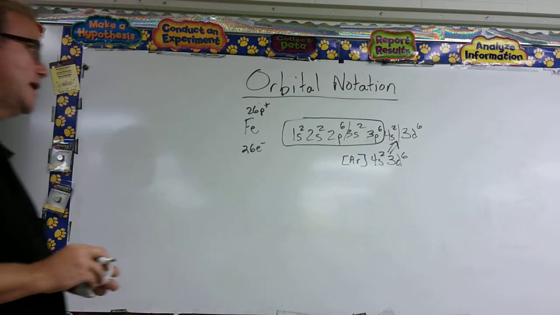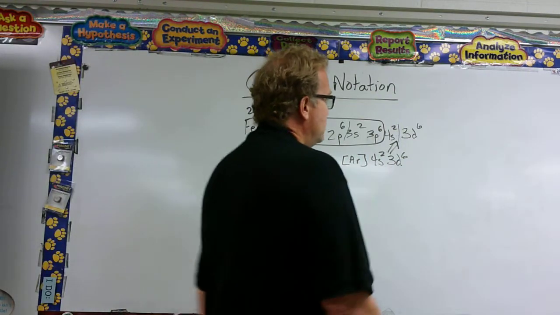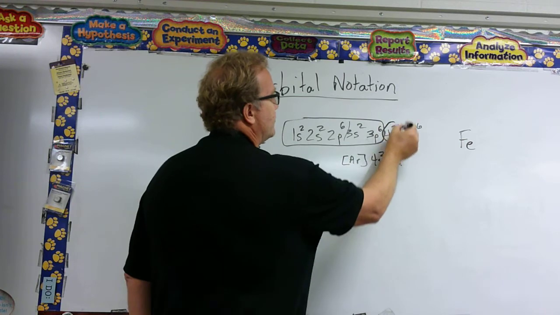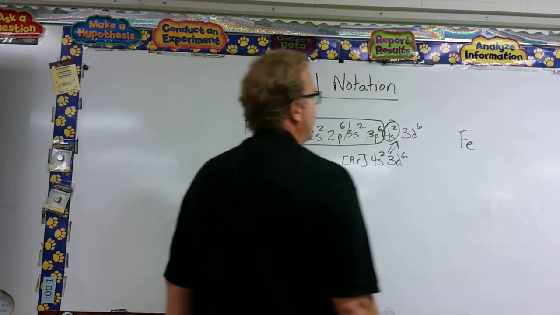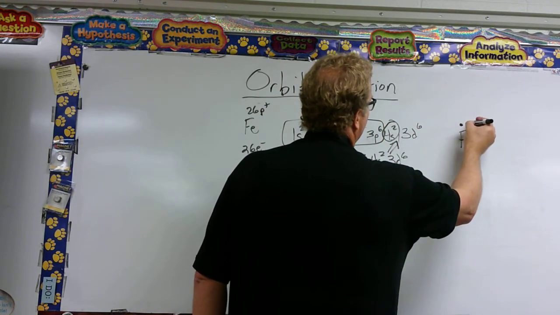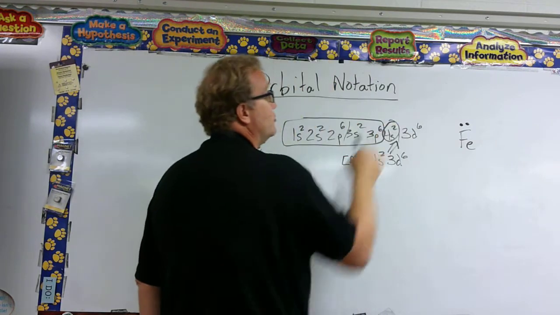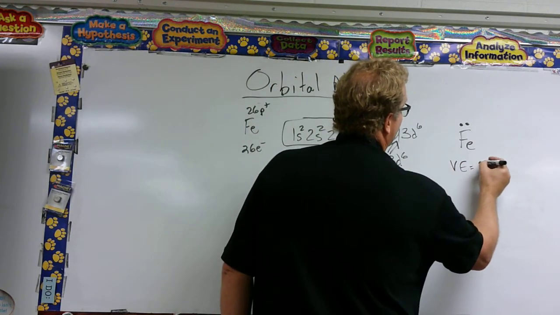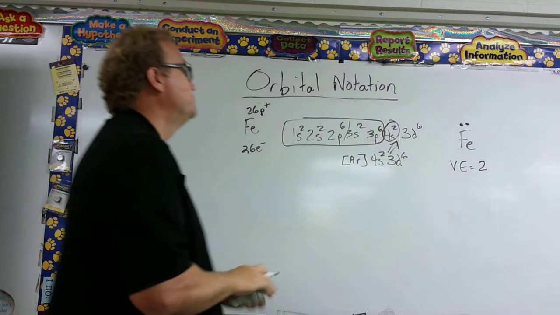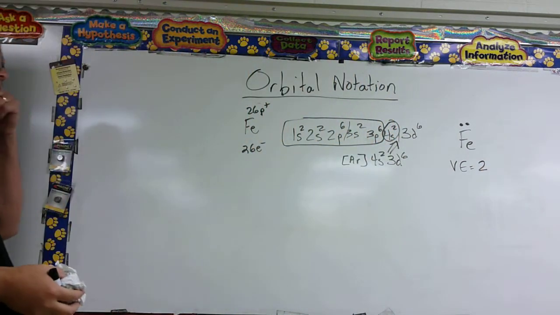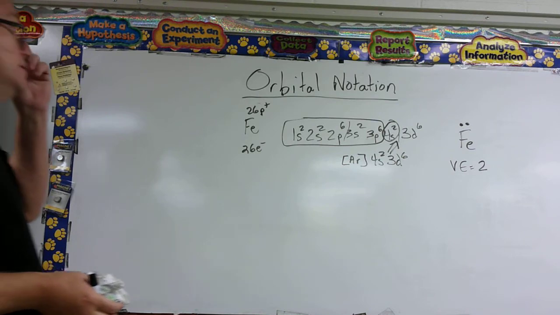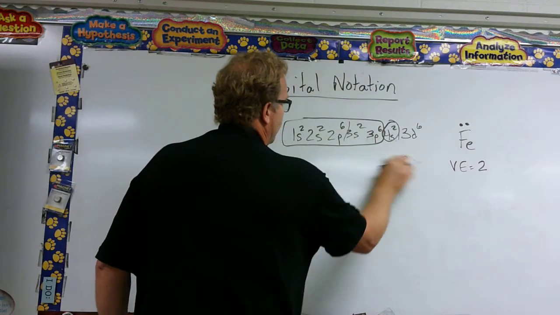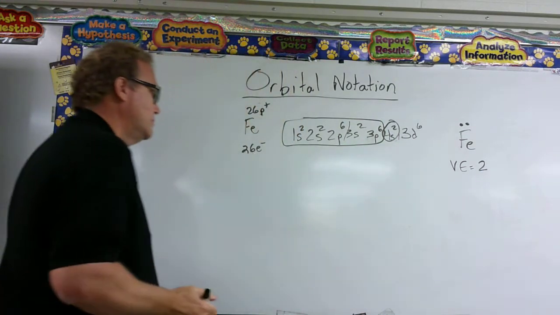If I want to do a dot diagram for this, here's my highest energy level. That's where my dot diagram comes from, because it's my highest energy level electrons, and my valence electrons equal 2. Again, watch this a few times. It will make sense. I even gave you the basics on it.